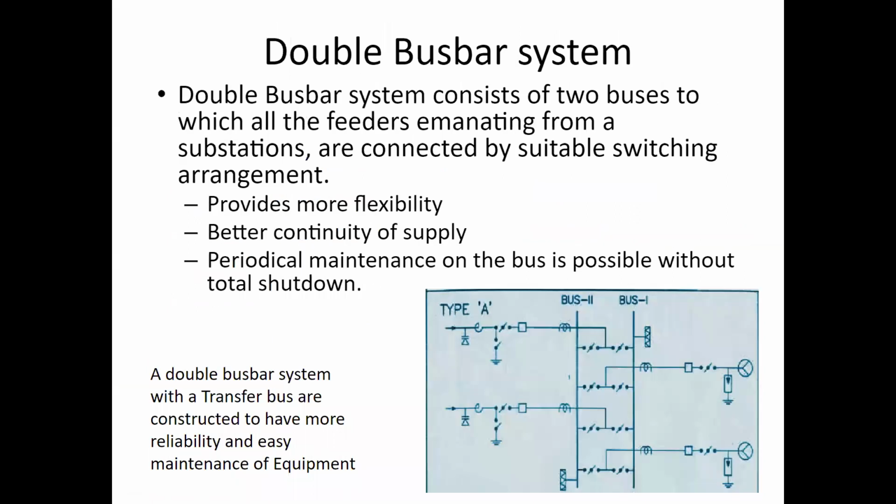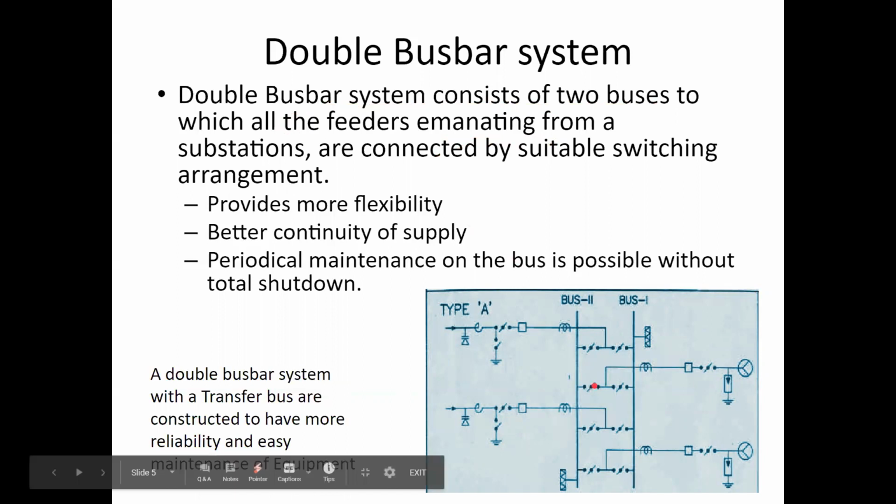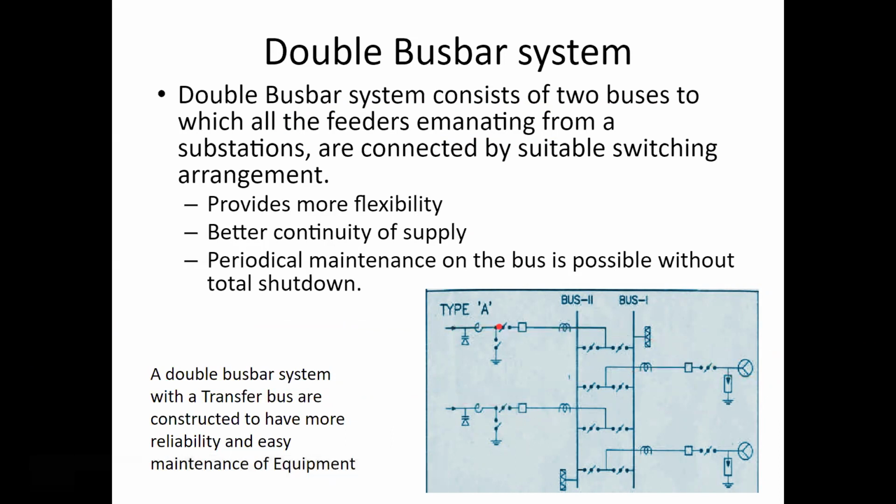Coming to the double bus bar system, this consists of two buses to which all feeders are connected. You have two buses. This feeder coming in is connected to here as well as here. If you close this switch, it will be connected to bus 2. If you close this switch, it will be connected to bus 1. Every line going to or coming from a transformer, or from the supply transmission line, will be connected to both. Not always connected through the circuit breaker, but one circuit breaker will be working at a time.